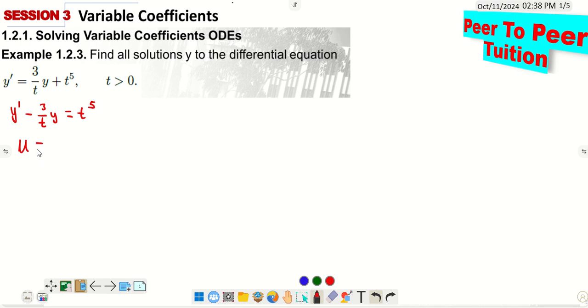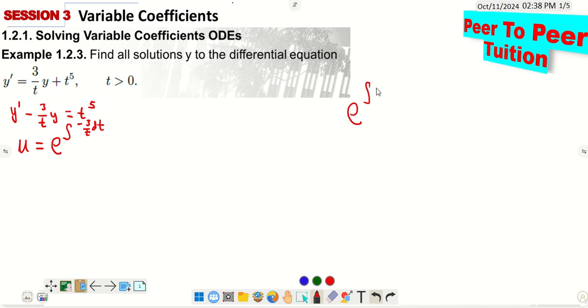Our integrating factor is always e to the power the integral of the coefficient of y. The coefficient of y here is negative 3 over t. Then dt. So this is the formula for finding the integrating factor. Now let us solve it here step by step.